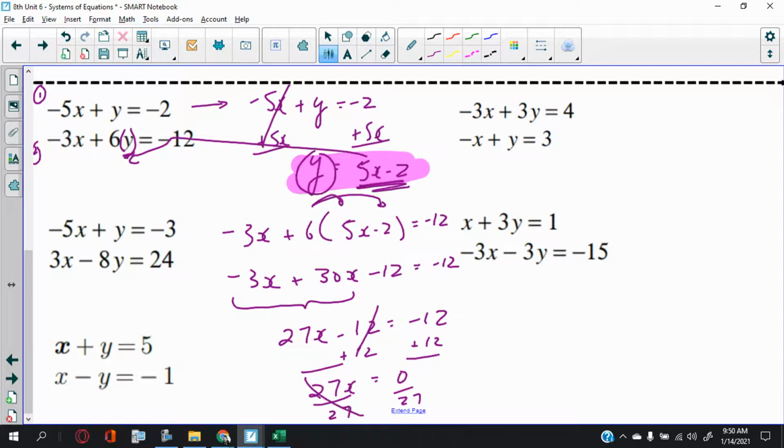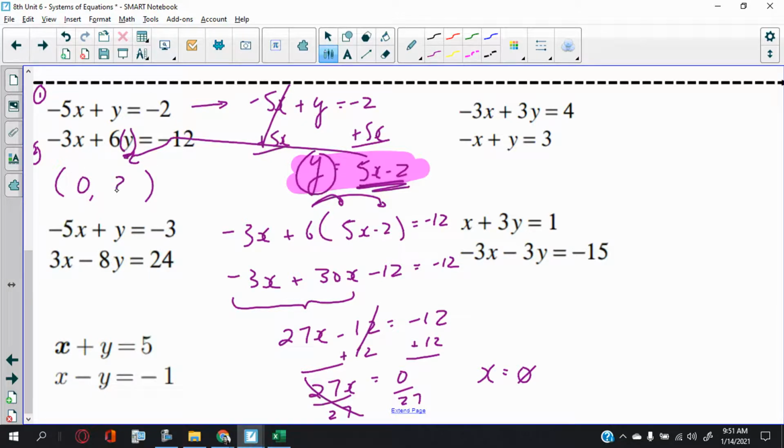All right. So we got these cancels out. x is 0 over 27, which means x is 0. That's kind of good, because that just makes everything easier to solve. Now, that means my x value is going to be 0 in the solution.